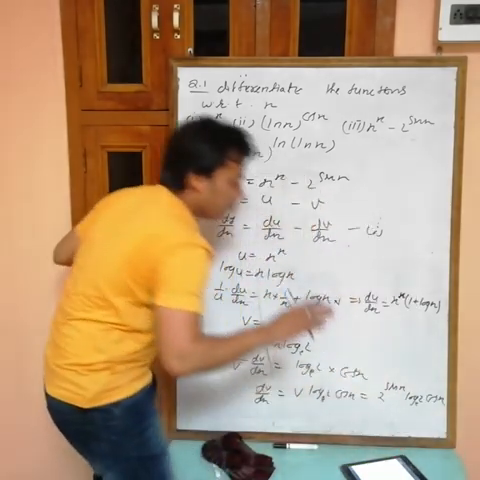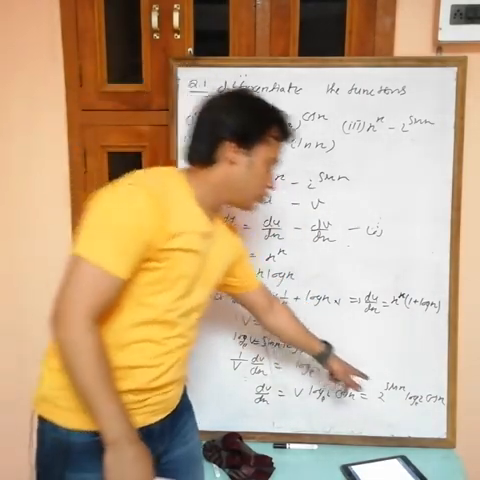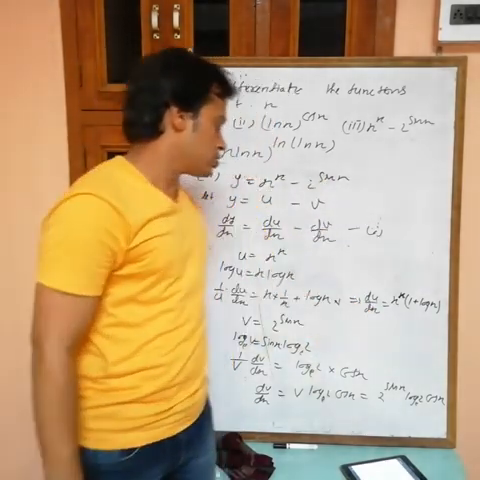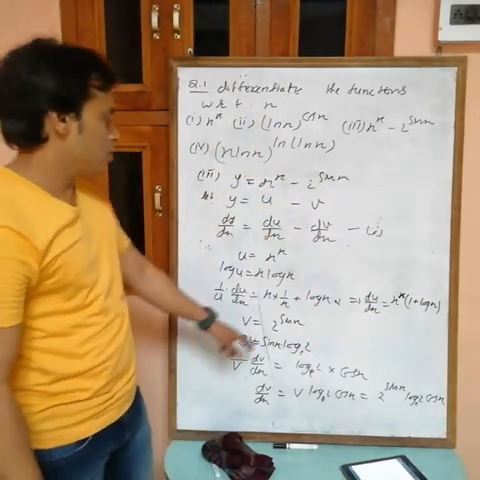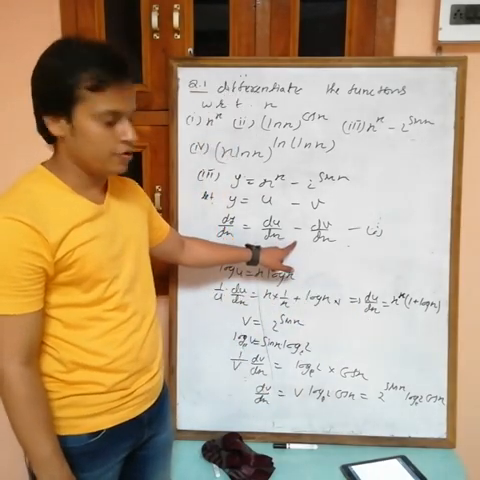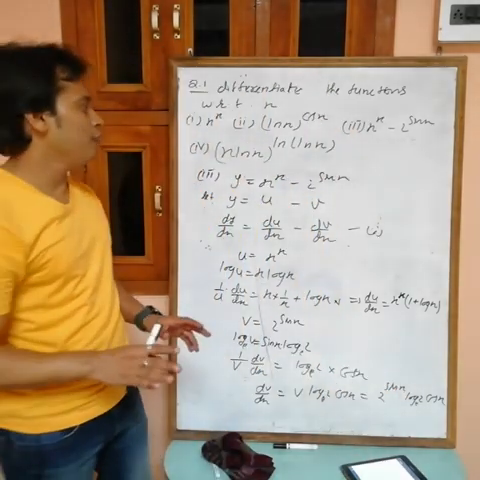If you use the formula, then also same thing, a power x into log a, log 2, then differentiation of sin x is cos x. Now you have du by dx and dv by dx, put in equation 1. So this one minus this one, this is the value of dy by dx.